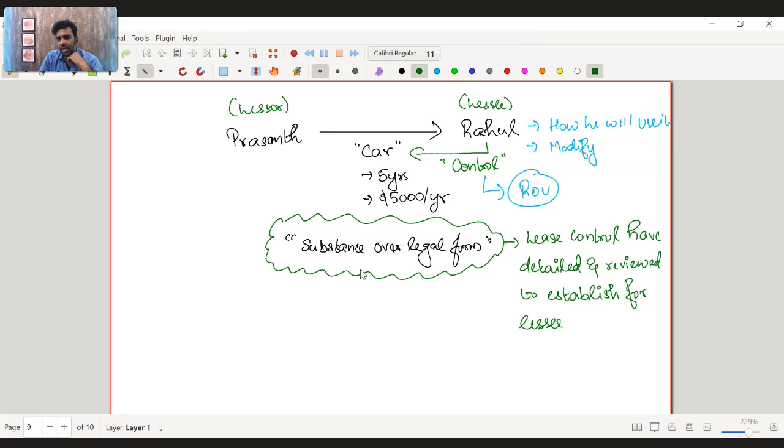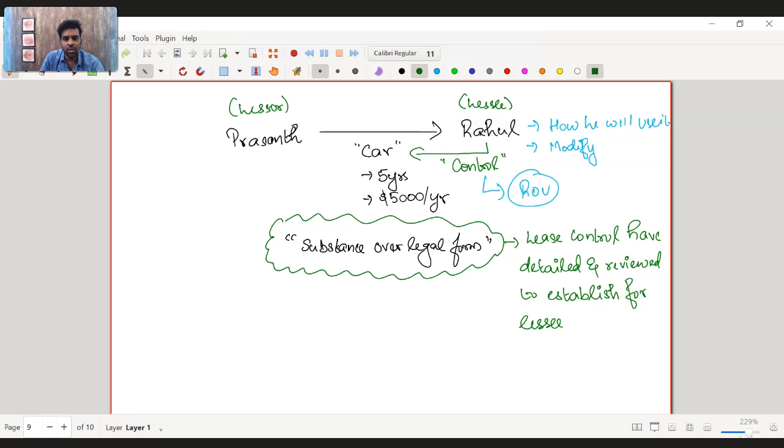In that contract, it was very clearly mentioned that the lessee does not have primary controls over the asset, which means the lessee can use the parking lot, but only for the purpose which is defined in this contract, nothing else.